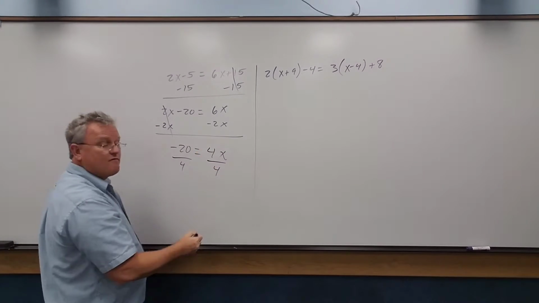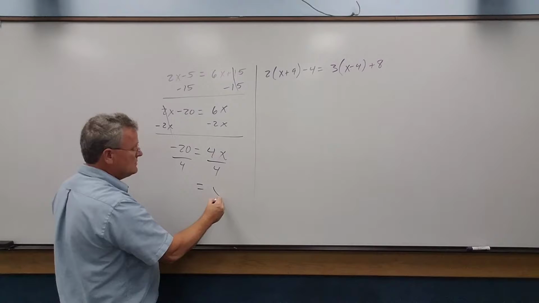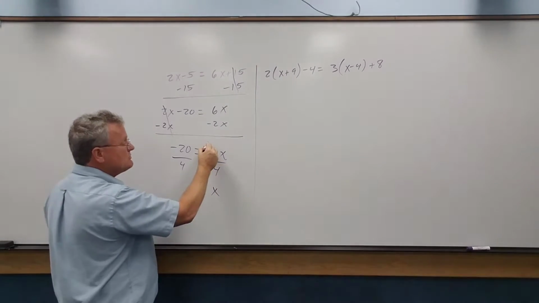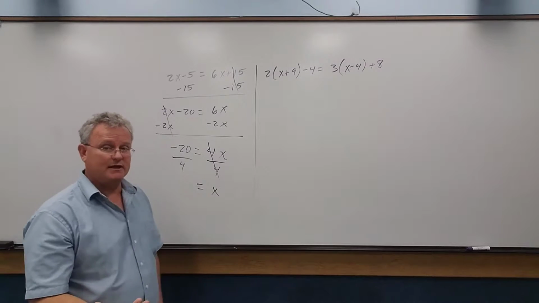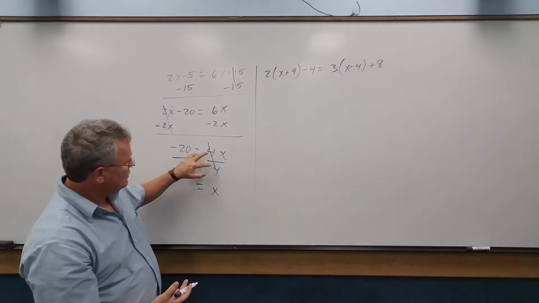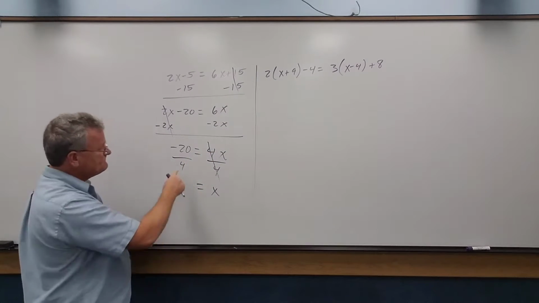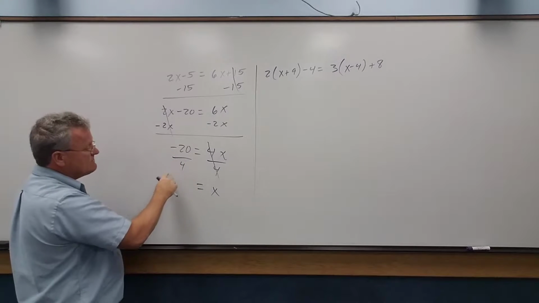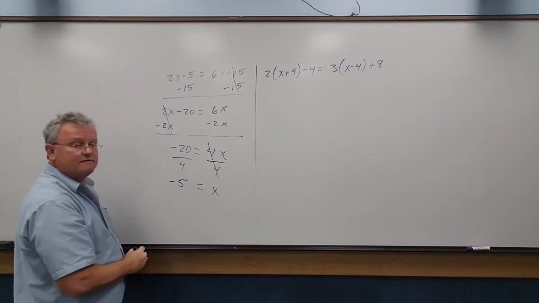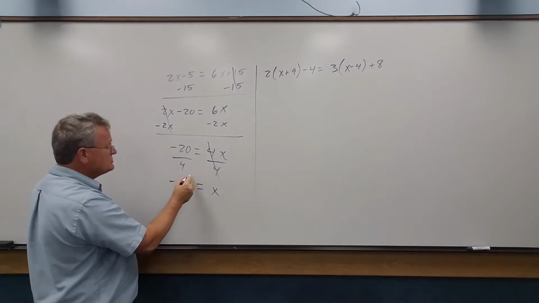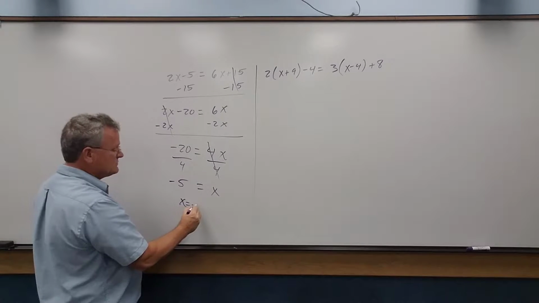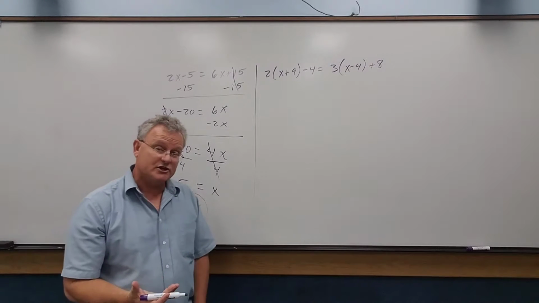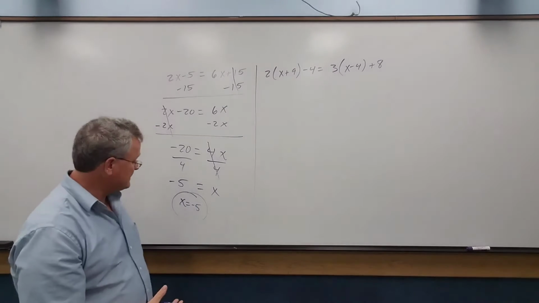So 4 over 4 is 1, and 1 times x is x. But usually we say they cancel. That's what we mean by canceling: we get 1 times x is x. Here we're just dividing. Negative 20 divided by positive 4 is negative 5. So our solution is x equals negative 5, or negative 5 equals x. Now we could check that. I'm not going to take the time to do it.